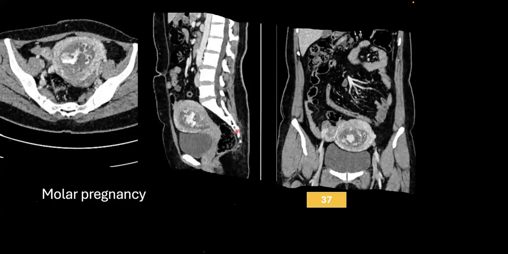Okay, this was also a case of molar pregnancy. Few people were calling it a fibroid and all. See, in CT, it can look like a fibroid, but in MRI, there were very much cystic spaces. It was invading into the myometrium at a few places. So it is a molar pregnancy.